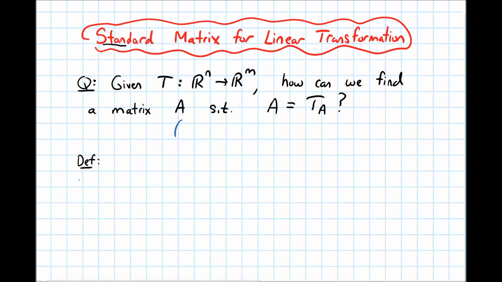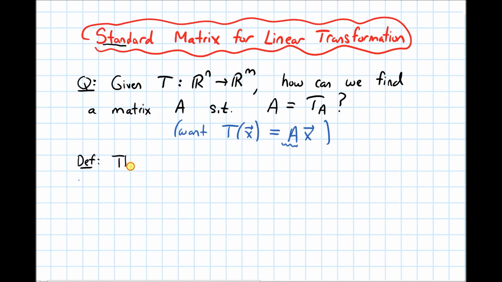So ultimately, what we want is, when I plug some vector x into T, I want the matrix A to do the same thing that T does. So when I multiply the matrix A by a vector x, I want that to be the same thing as plugging x into T. So I'm trying to figure out, what is this matrix A? Can I find a formula for it? To do that, I want to begin with a definition.